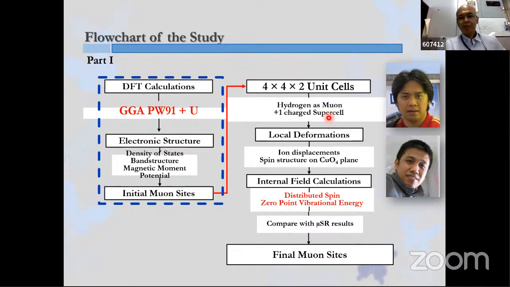Then they put one muon into the larger unit cell, and simulate the local deformations and electronic states self-consistently. In the end, we have to compare with the muon experimental result and determine the muon positions and electronic conditions inside the material.